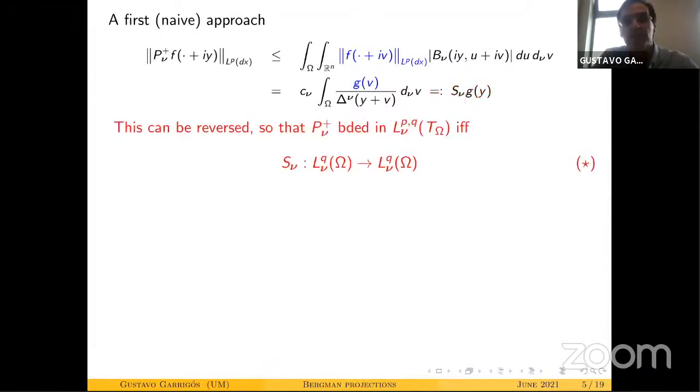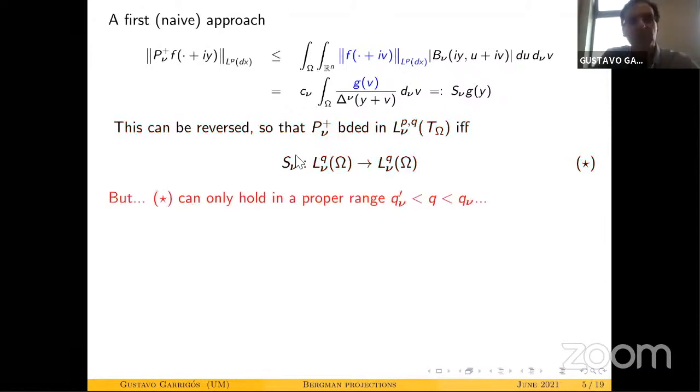And this thing can also be reversed. If S is bounded, P plus is bounded. And if P plus is bounded, you can also show that S is bounded. So the two problems are actually equivalent: the boundedness of the positive operator and the boundedness of this real operator S nu. This operator, sometimes we call it a Hilbert integral because in one dimension, this is exactly what it corresponds to. And then, since it is positive, the strategy you would use to show boundedness is the Schur test.